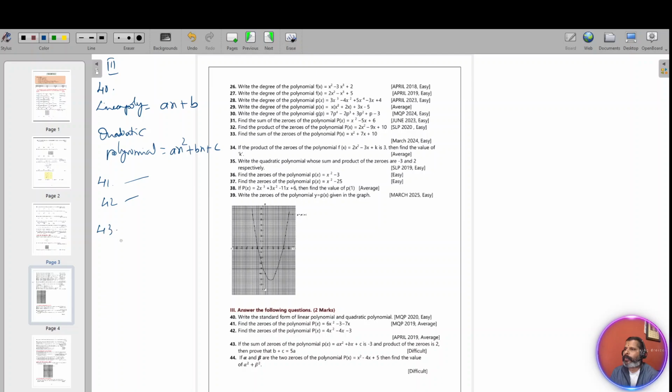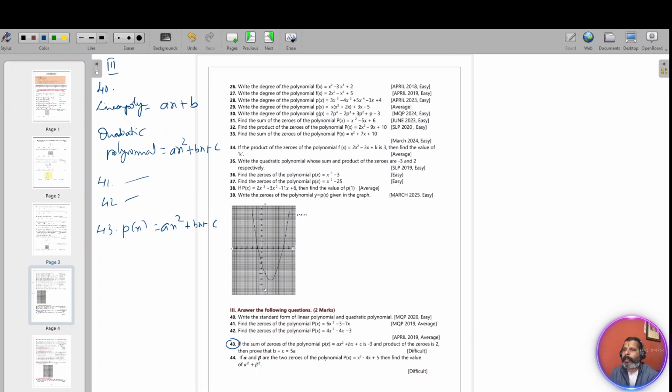43 I'll check. It's a very important question. If sum of zeros is minus 3 and product of zeros is 2, prove that, right? So it's a standard form. Very important it is, and you get that easily. Sum of zeros is what? Minus 3 they have given. What is the sum of zeros? Alpha plus beta, right? That is alpha plus beta equal to minus b by a. That is minus 3.